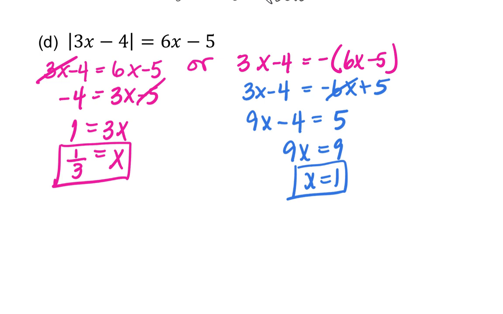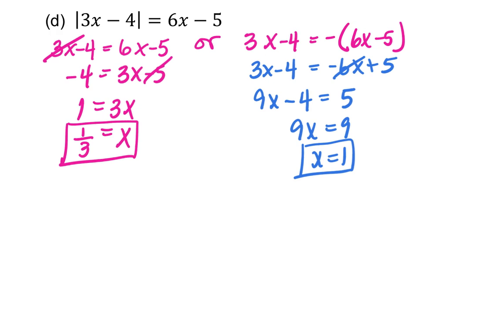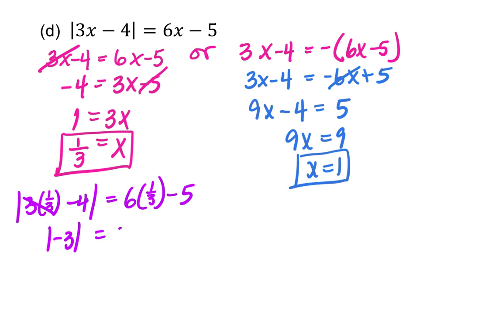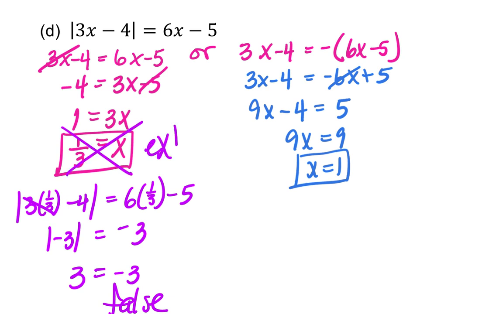So now we got to plug it in to see if it works. Do you see what I mean? To me, plugging it in takes longer. Especially when plugging it in looks like there's a fraction. So 3 times 1/3 minus 4 equals 6 times 1/3 minus 5. Well, 1/3 of 3, that cancels out, so that's 1 minus 4, which is negative 3. 1/3 of 6 is 2, and 2 minus 5 is negative 3. 3 does not equal negative 3, so this is false. So this one does not work. It's extraneous.